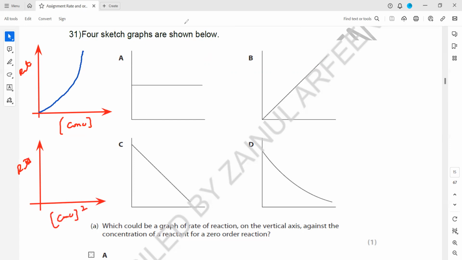So if you have a graph between rate and concentration square, if the concentration doubles, concentration square will be 4 times, rate will be 4 times. If concentration triples, concentration square will be 9 times, rate will be 9 times. So concentration square and rate increase with the same factor. That's why it will be a straight line for a second order reaction. Both graphs are for second order, but how are they different? One is between the rate and concentration, and the second one is between the rate and concentration square. So B will be the right answer for this one.